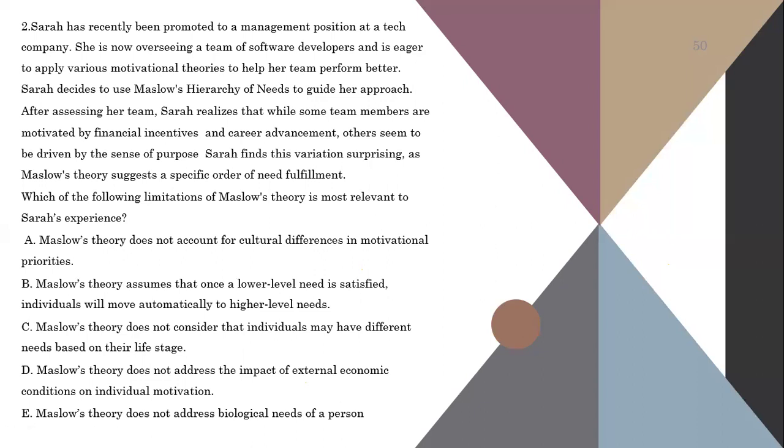B, Maslow's theory assumes that once a lower level need is satisfied, individuals will move automatically to higher level of needs. C, Maslow's theory does not consider that individuals may have different needs based on their life stage. D, Maslow's theory does not address the impact of external economic conditions on individuals' motivation. E, Maslow's theory does not address biological needs of a person.